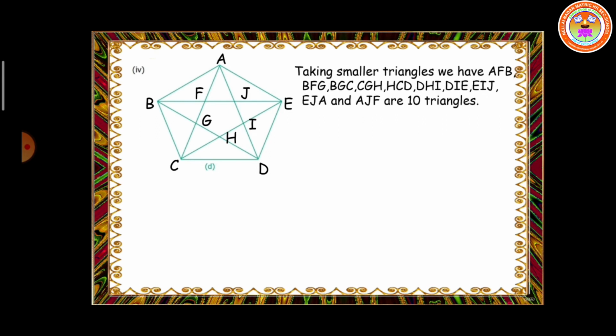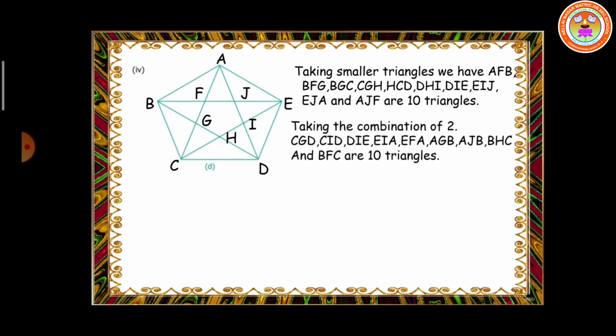Taking smaller triangles, we have AFB, BFG, BGC, CGH, HCD, DHI, DIE, EIJ, EJA and AJF are 10 triangles.